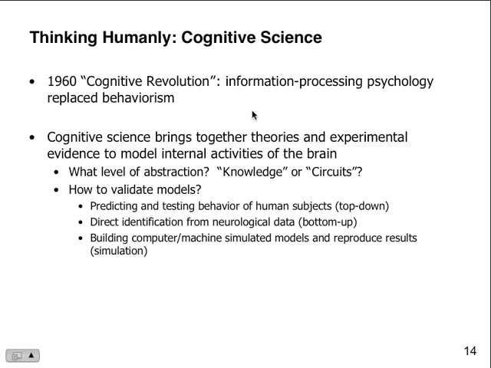So cognitive recognition, information processing, and psychology replaced behaviorism around the 1960s or so. So it brings together the theories of experimental evidence, and activities of the brain. So what level of abstraction? Well, we have knowledge or circuits or connections. So a lot of neural networks are actually trying to do this, build connections. So a lot of the natural language processing, the way that it's actually built in with Siri too. But you see this usually with the primitive text programs.